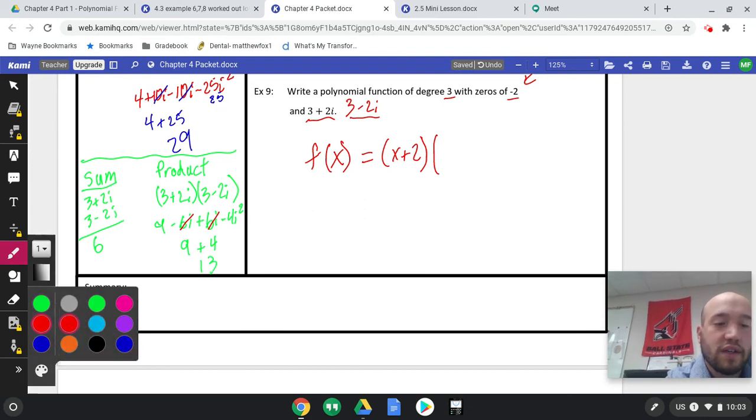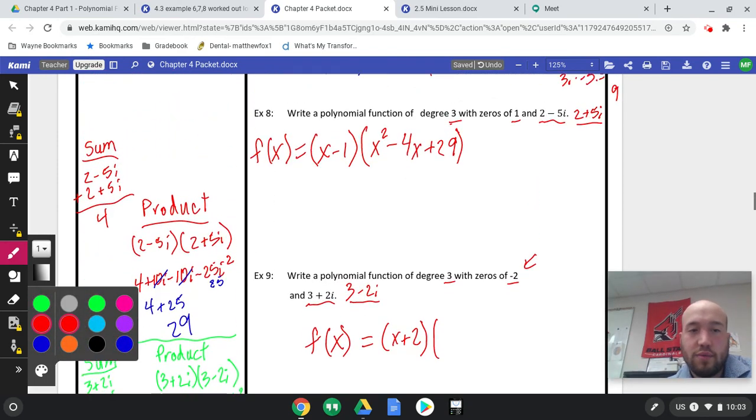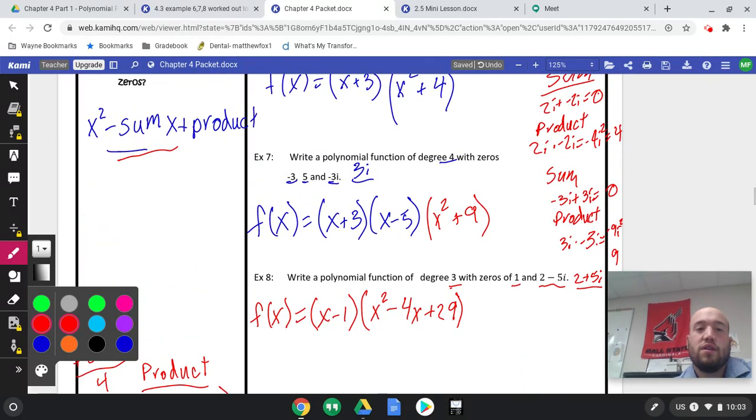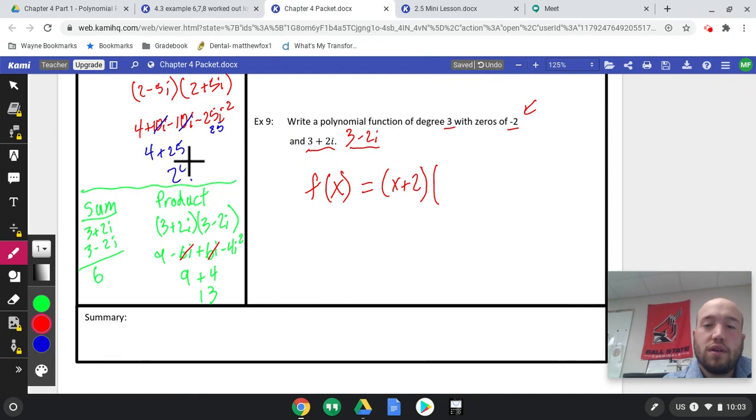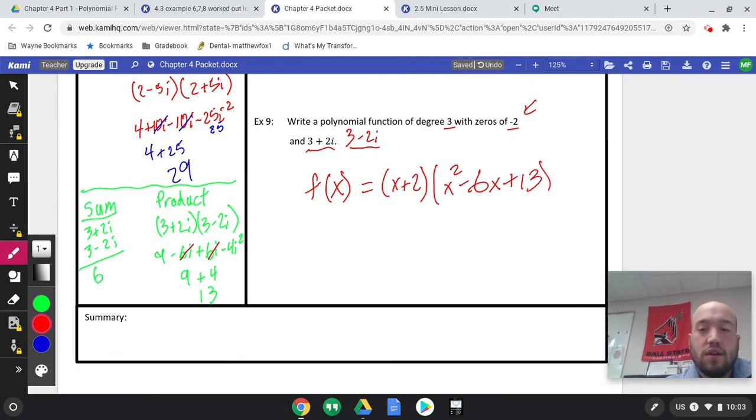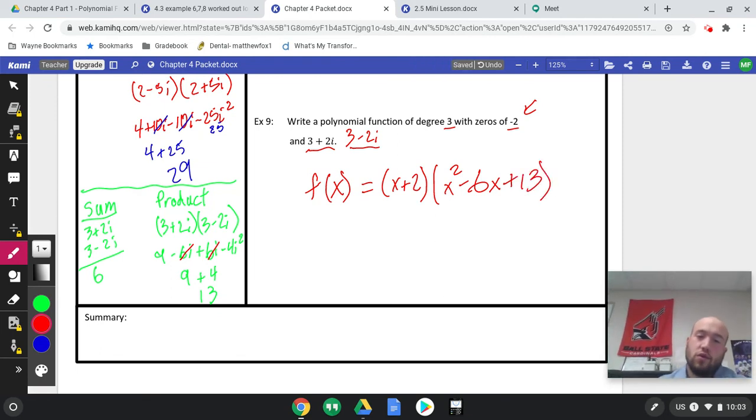And then once again, from here, let's think back. It's x squared up here minus the sum of x. So x squared minus 6x and plus the product, which in our case is plus 13. And we are done. So a little bit complicated, I know, but please keep working hard for me.